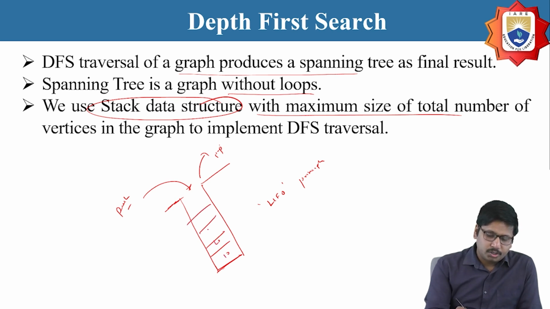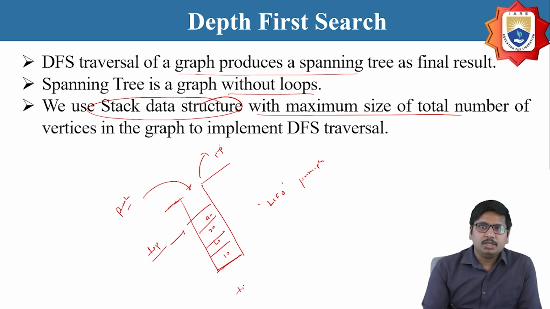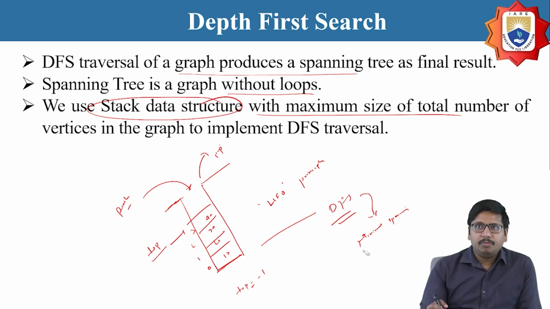So 10, 20, 30, and then 40. So I'm going to use the top pointer. Initially the top pointer should be -1. So when I insert, that should be 0, 1, 2, and then 3. So by making use of this data structure, I'm going to implement the depth first search, which is going to result in the spanning tree. That should be the output.